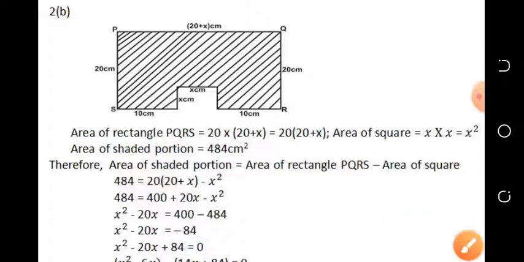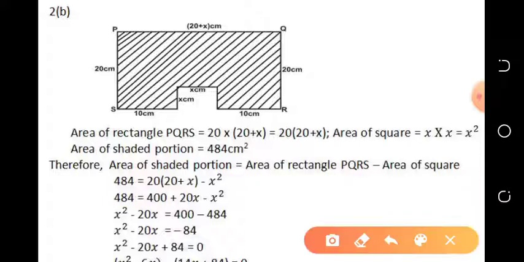Now, what is area of the shaded portion is 484 that was given, equal to area of rectangle PQRS here is 20 times 20 plus x minus area of square is x squared. Now you simplify that, you now have 484 equals to 20 times 20 here, you have 400 plus 20 times x here, you have 20x minus x squared.